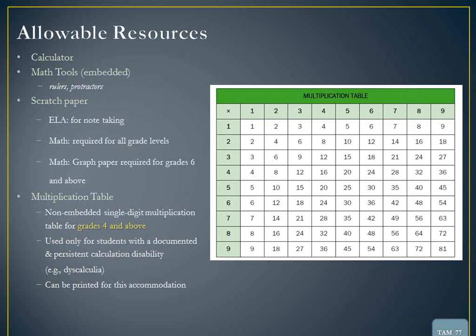Then also we have the multiplication table, which is a non-embedded single-digit multiplication table for grades 4 and above. And for Smarter Balanced, it's noted that it's used for students with a documented and persistent calculation disability, so in this case, dyscalculia. This can be printed for students for this accommodation, and we'll have it up on our department website as well.